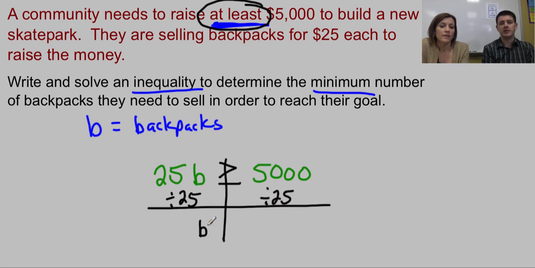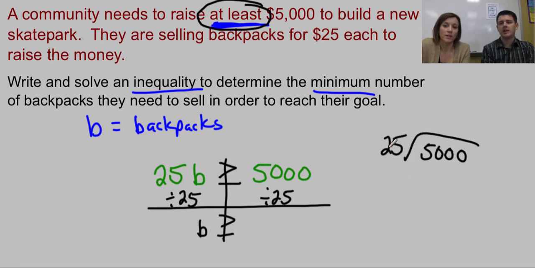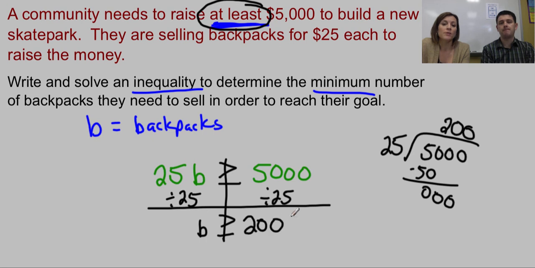See if Mrs. King can do some mental math and do her 5,000 divided by 25. Well, this is what I'm concerned about. They should probably set it up in long division because 25 goes into 50 nicely, but some of us kind of lose track of our zeros quite quickly. So 25 into 50 is twice, which is an even 50, but we can't forget those extra zeros. 25 goes into 0, 0 times. Bring down our 0, goes in 0 times. So B is greater than or equal to 200 backpacks.